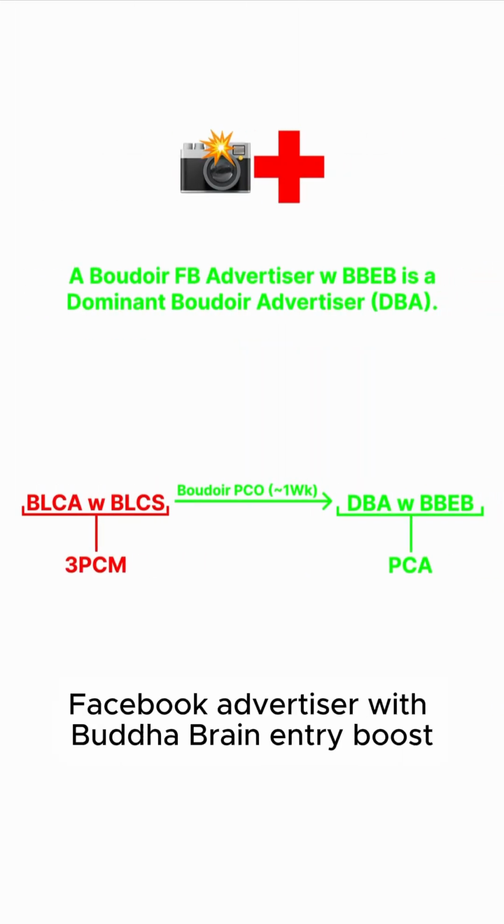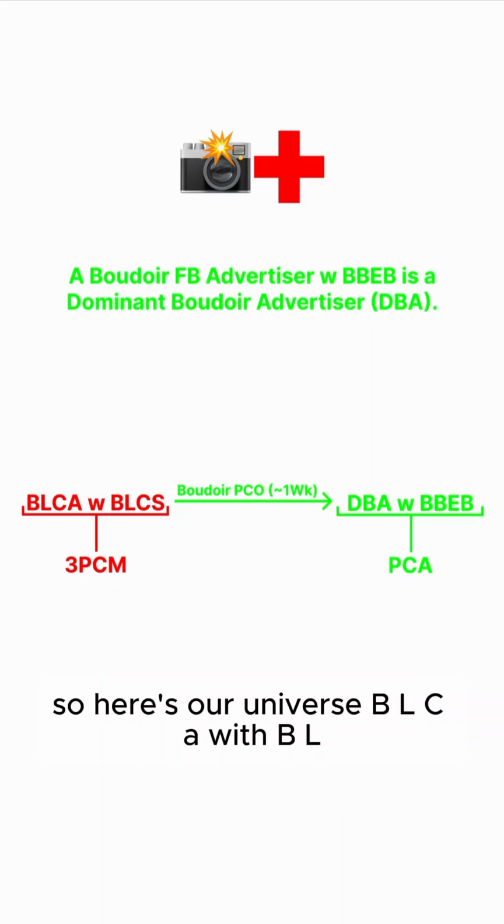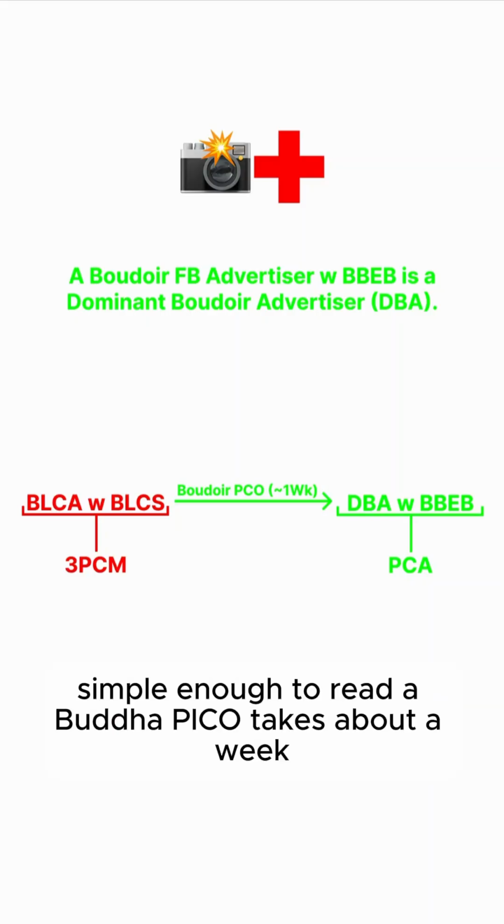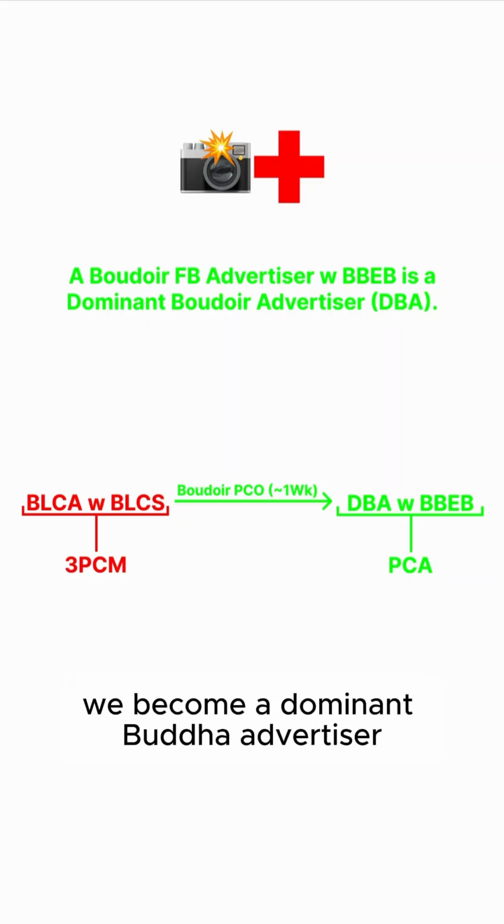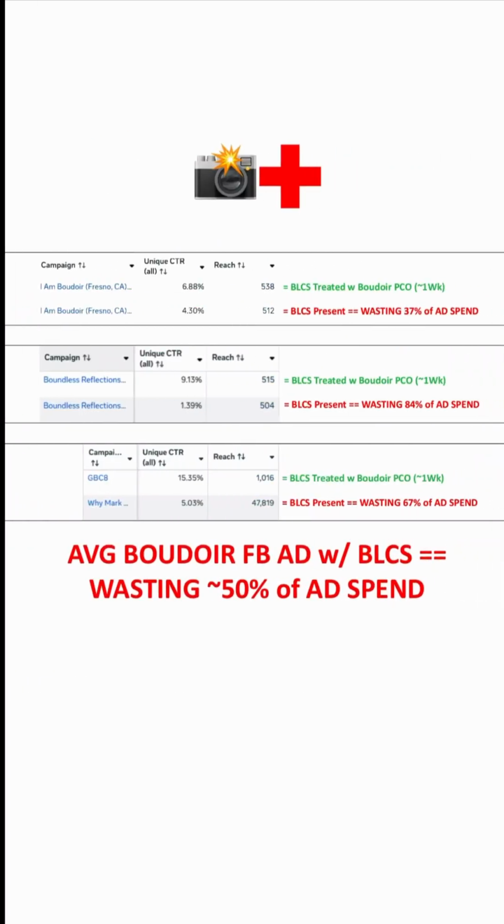And a Boudoir Facebook advertiser with Boudoir Brain Entry Boost is a dominant Boudoir advertiser. So here's our universe. BLCA with BLCS is caused by the 3 pre-click mistakes. Simple enough, treated with Boudoir Pico, takes about a week, and we achieve pre-click alignment. We become a dominant Boudoir advertiser, and we have Boudoir Brain Entry Boost with our Boudoir Facebook ads.